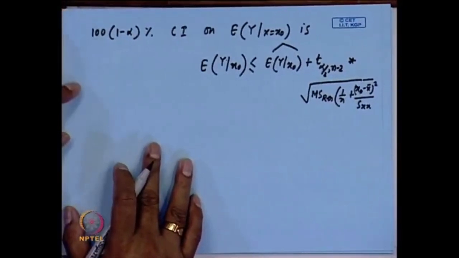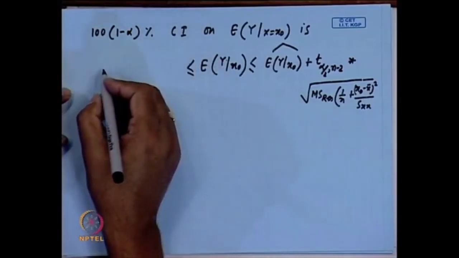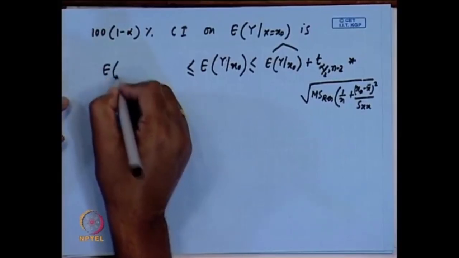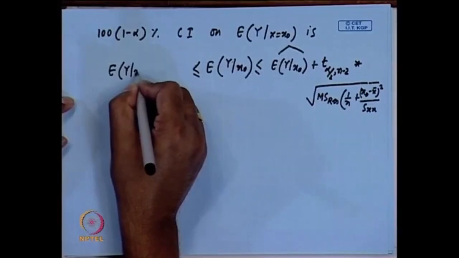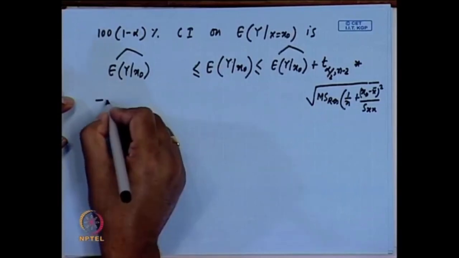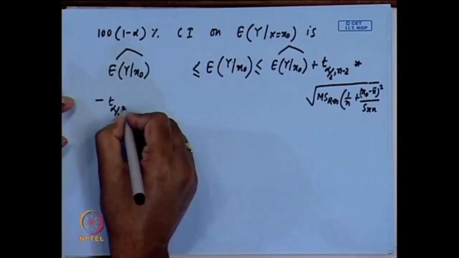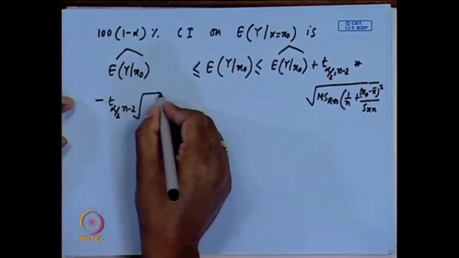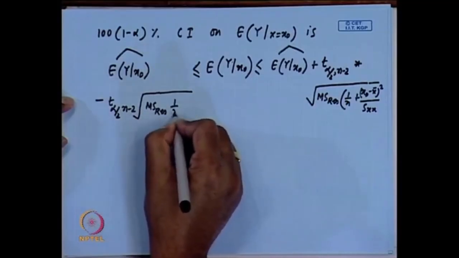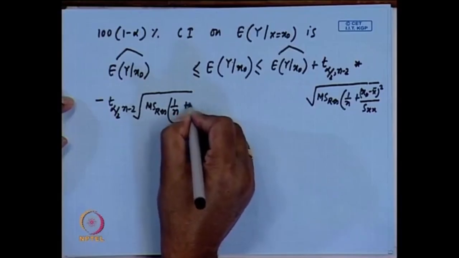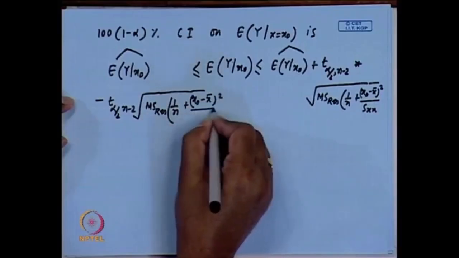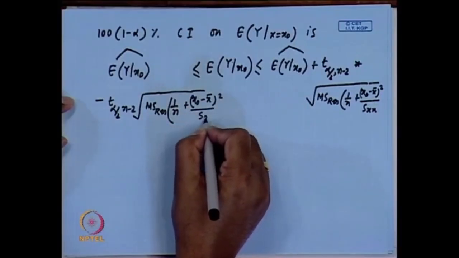Okay. And similarly, the lower bound is E of y given x naught, this quantity, minus t alpha by 2, n minus 2, root of MS residual into 1 by n plus x naught minus x bar whole square by S xx.